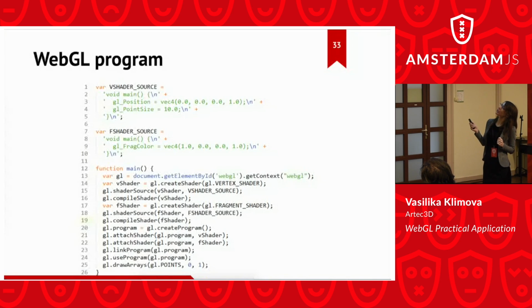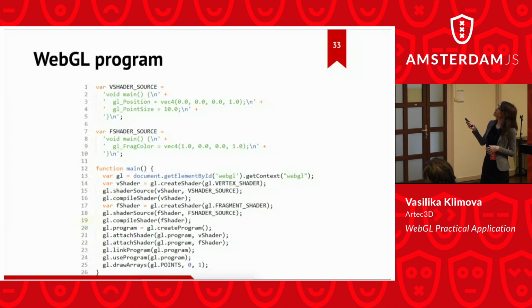We have 2 specialized variables, GL position and GL point size. GL position is responsible for the position of this concrete vertex. And GL point size obviously is responsible for the size of this point, of this vertex. And F shader source has the GL frag color variable, a specialized variable. It's responsible for which color our pixel will be in the end.